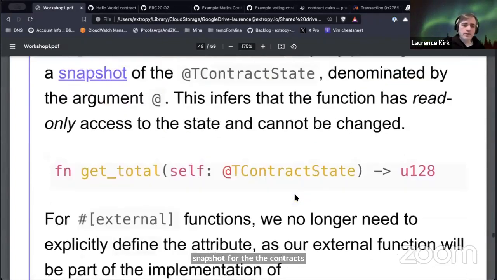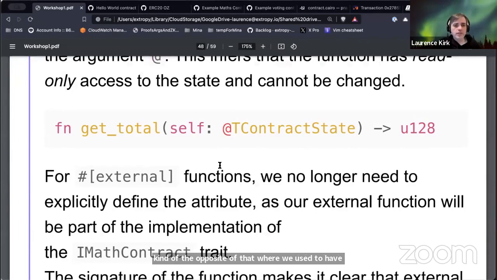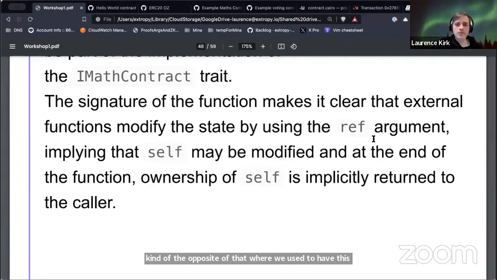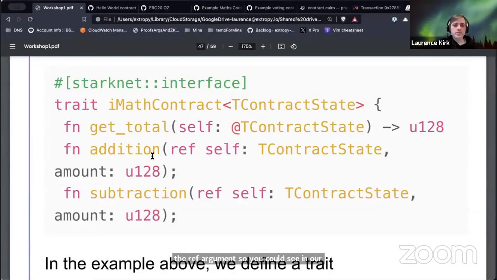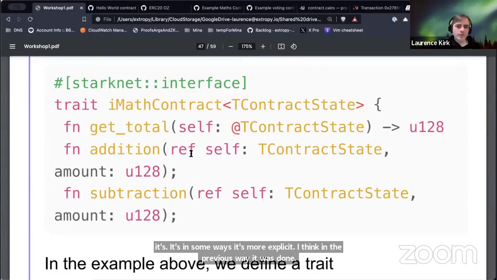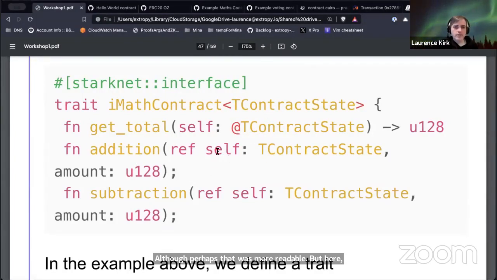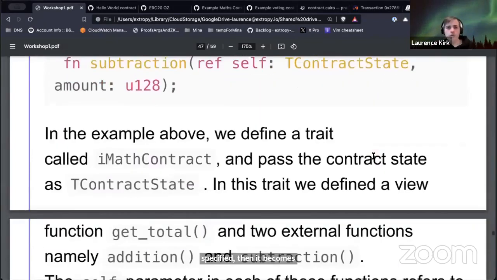And then the opposite to that, where we used to have this external attribute, we now show that something allows modification by the ref argument. So you can see in our interface here that for these functions we have this ref keyword, which is showing that we're actually going to be updating the state. In some ways it's more explicit. I think in the previous way it was done, it was a little bit more ambiguous what was happening, although perhaps that was more readable. But once you understand the way that this is being specified, then it becomes obvious what types of functions these are. Okay.